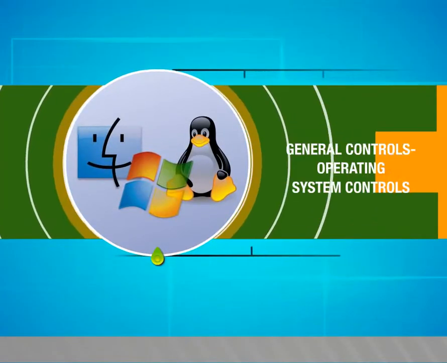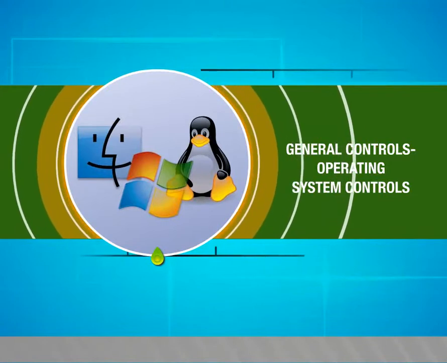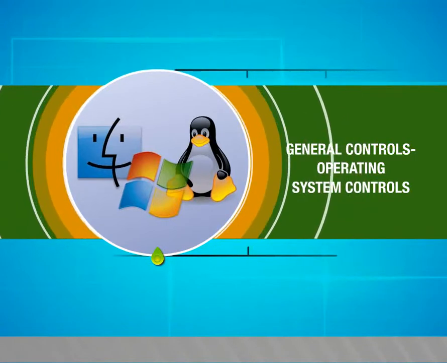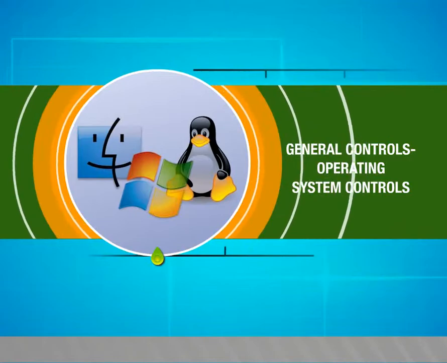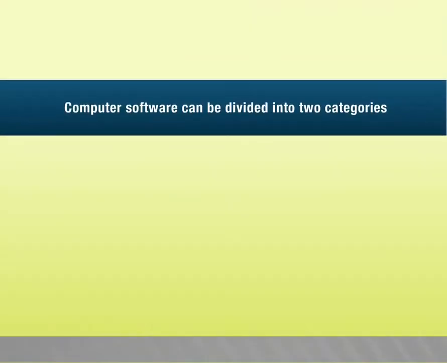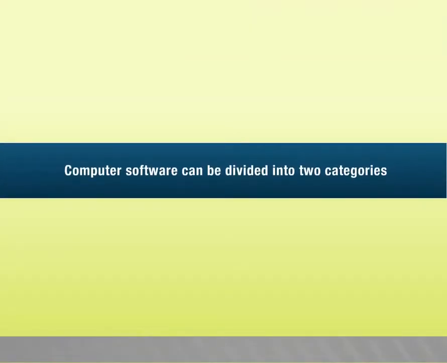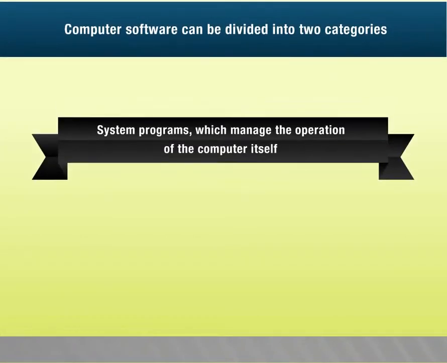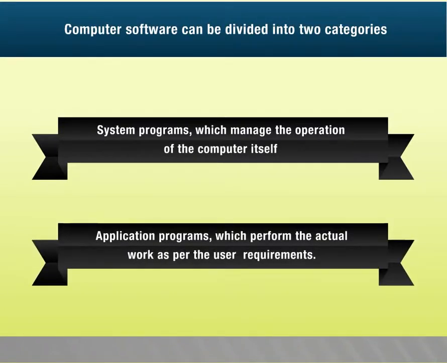General controls, operating system controls. In this video, we are going to see about general controls, operating system controls. Computer software can be divided into two categories. System programs, which manage the operation of the computer itself. Application programs, which perform the actual work as per user requirements.